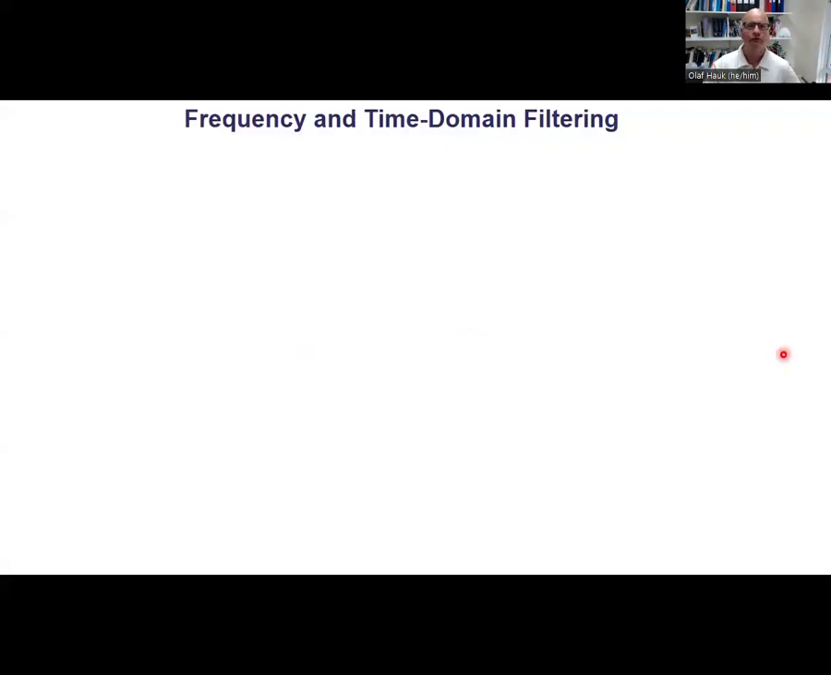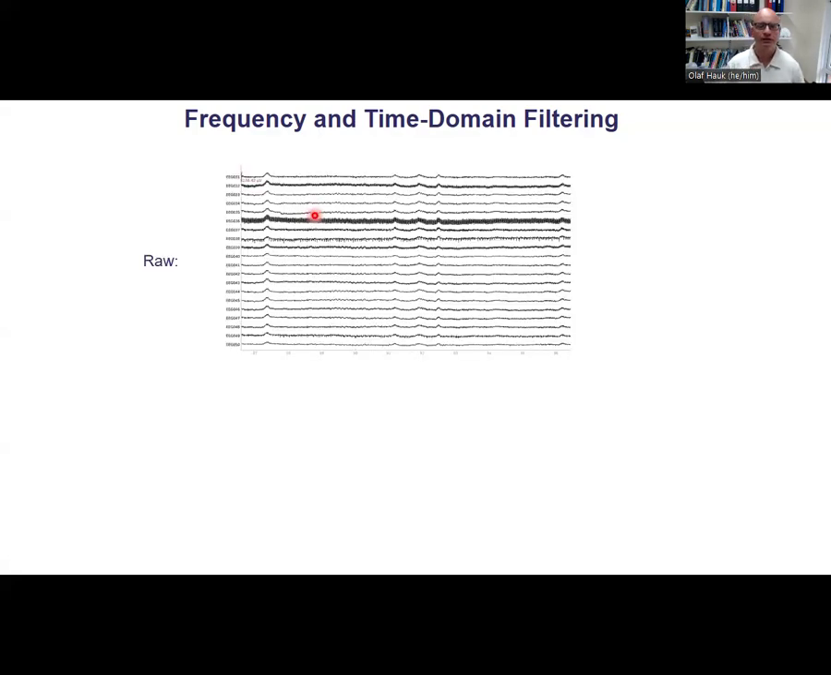Filtering in the frequency and time domain is probably the most common pre-processing step in data analysis in general, but especially for EEG and MEG data. So the idea is that we start with a signal like that. These are EEG data as they come from the system after the recording.